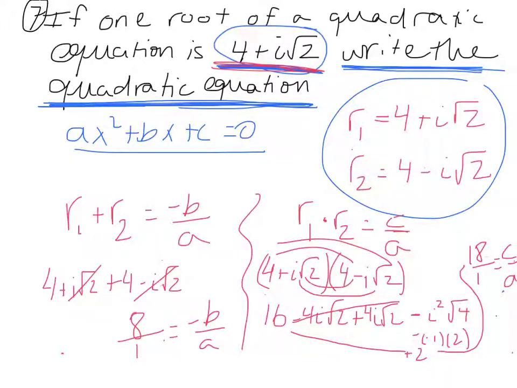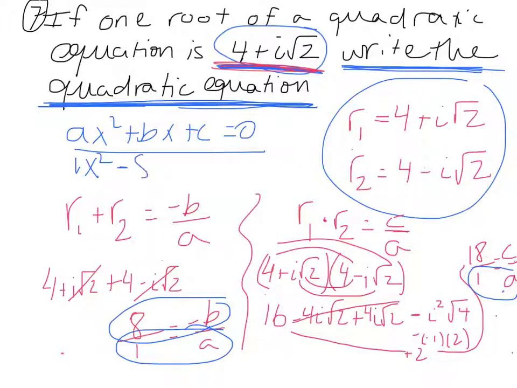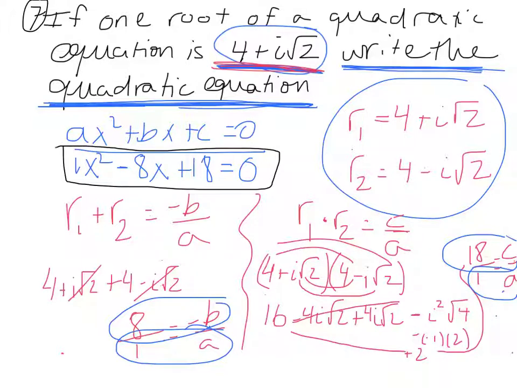So based on that, we've got that a is 1 on both equations. If it wasn't, you'd have to get a common denominator. So we've got 1x squared. Negative b is 8, so b is negative 8. And c is 18. This equals 0. The equal 0 is very important. This is the answer to the question right here: 1x squared minus 8x plus 18 equals 0.